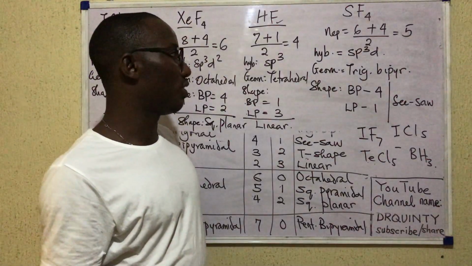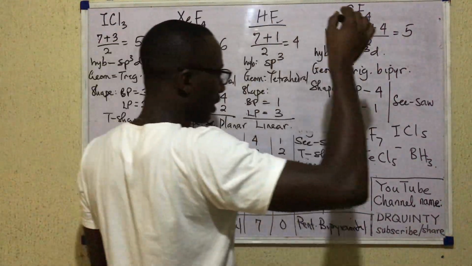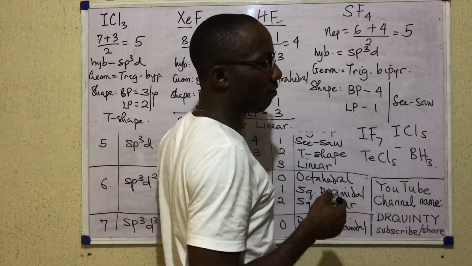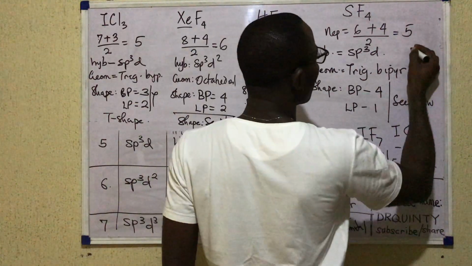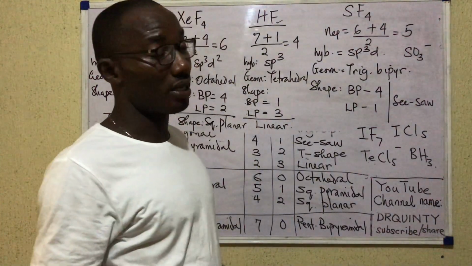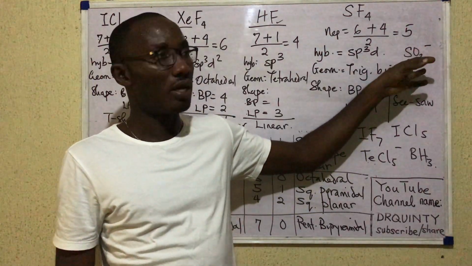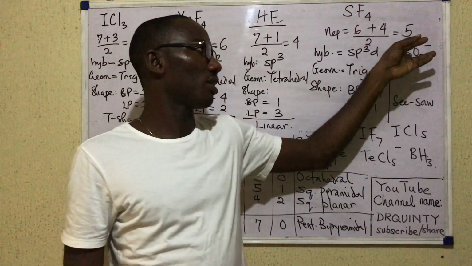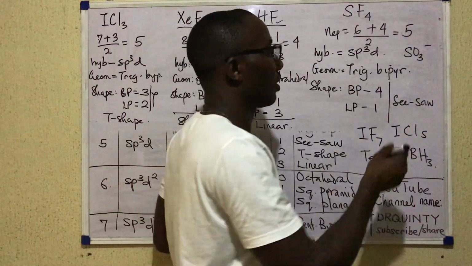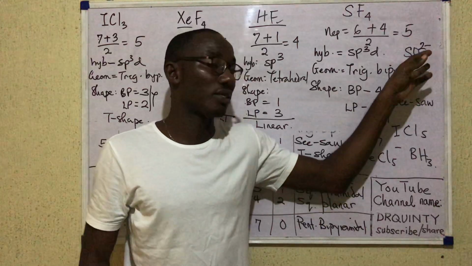Then I'd like to tell you that there's an exception to this whole thing. You know, I gave you a formula for calculating the number of electron pairs. This species, SO3 2 minus, is an exception because if you try to use that formula for it, you get a funny result. So for SO3 2 minus, I said it's an exception.